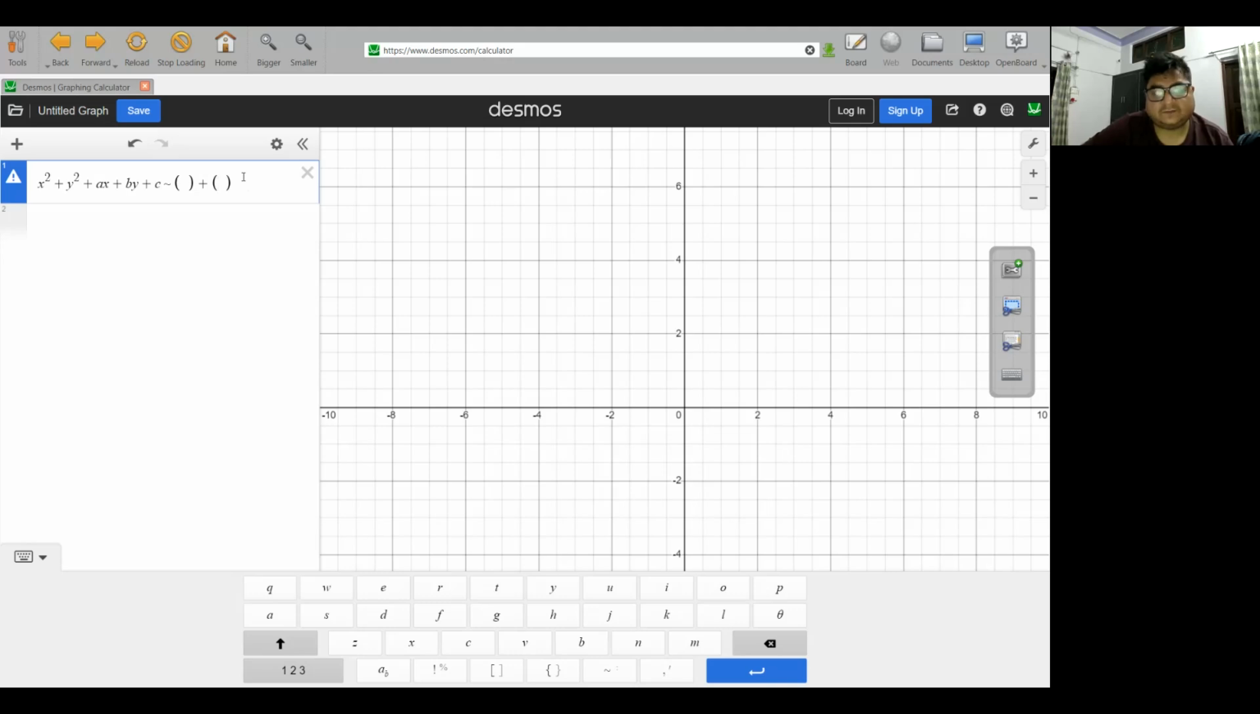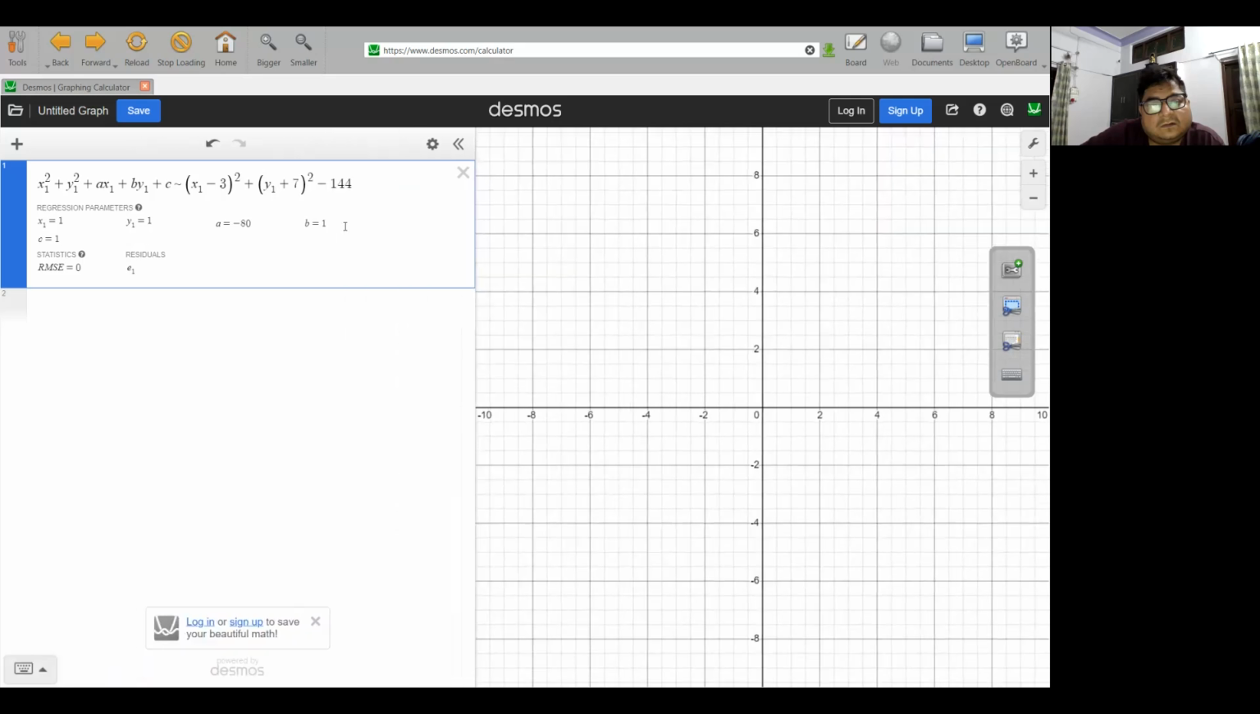expression (x - 3)^2 + (y + 7)^2 - 144. Now they will give you an error because we don't use x and y when we are using the regression symbol. We need to convert x to x1, y to y1, again x to x1, and again y to y1. Same for here also. And C, they will give you the value of C is 1.